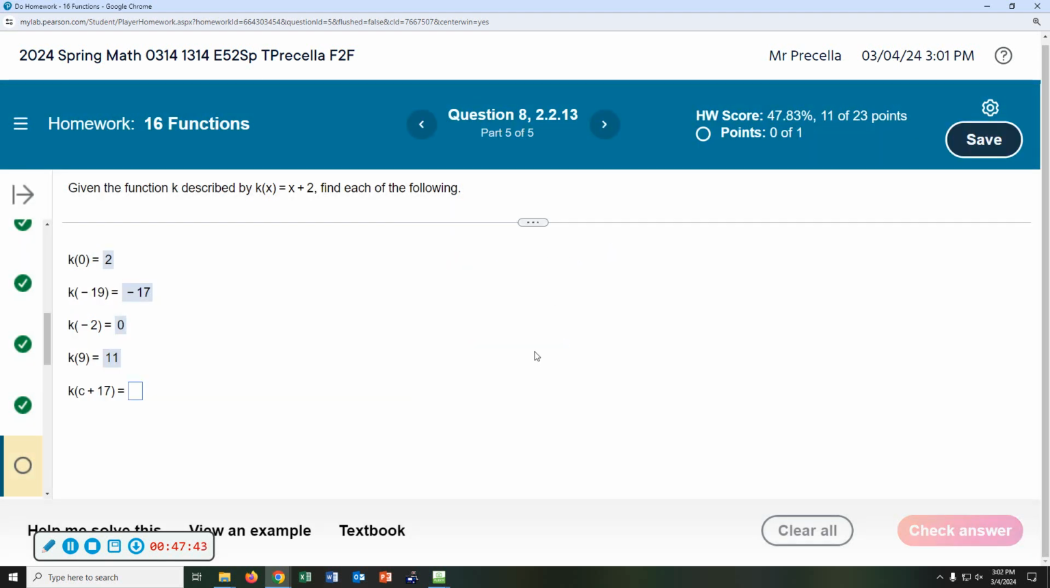Okay, so it's got to eventually get harder. I've told them what you have to do. They know how function notation works. Look at that. Whatever's in the parentheses, you plug in for x. Isn't that what we're doing?